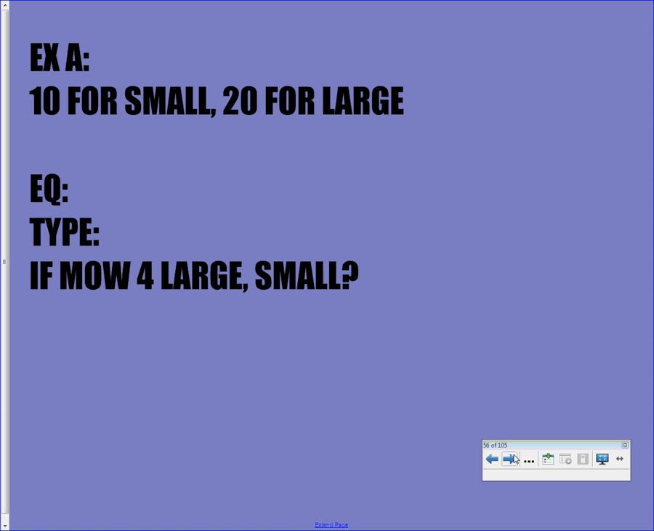Example A says William spent Saturday morning mowing lawns. He charged $10 for a small lawn and $20 for a large lawn. He earned $140. Write an equation representing how much of each type of lawn he mowed. Okay, so if I mowed s small lawns and l large lawns, I could say 10s plus 20l equals 140. So $10 for my small lawns, $20 for my large lawns, and I made $140.